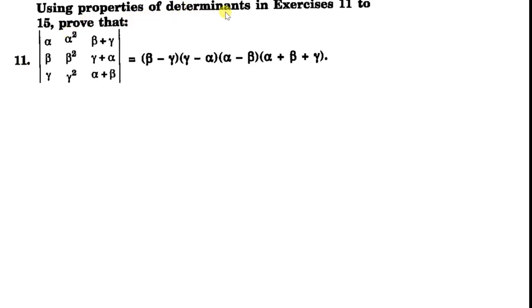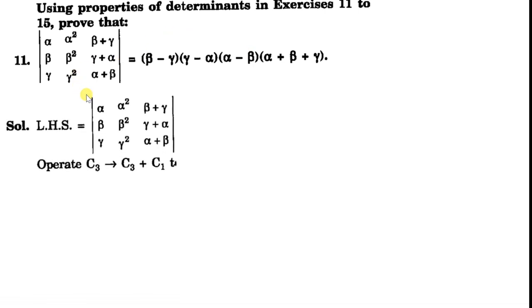Using properties of determinants, prove that the determinant alpha, alpha square, beta plus gamma; beta, beta square, gamma plus alpha; gamma, gamma square, alpha plus beta equals beta minus gamma, gamma minus alpha, alpha minus beta multiplied by alpha plus beta plus gamma. This relationship we have to prove.